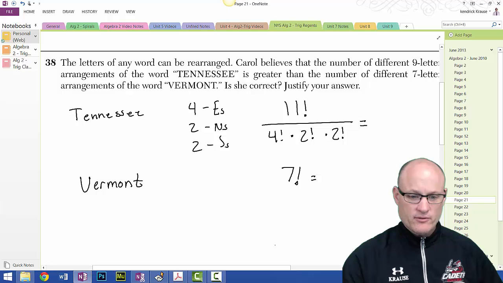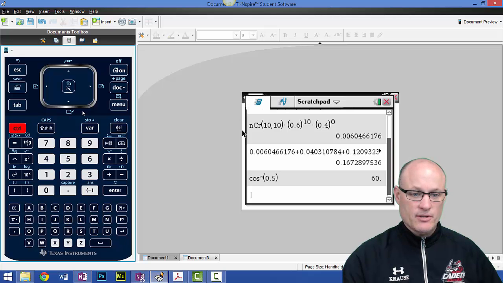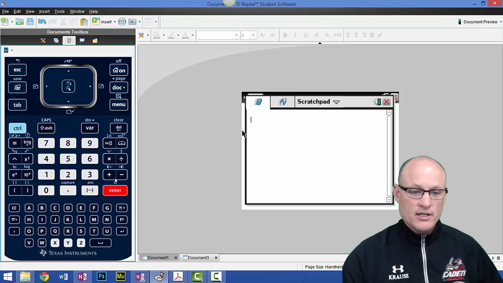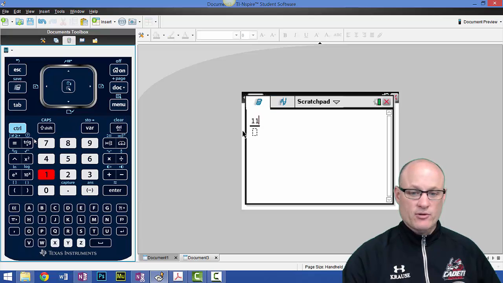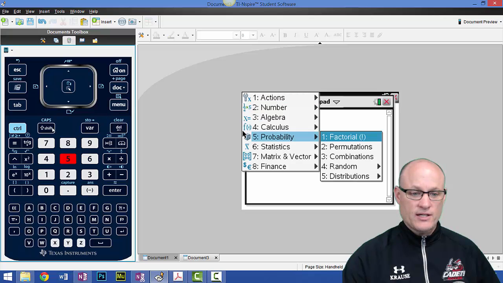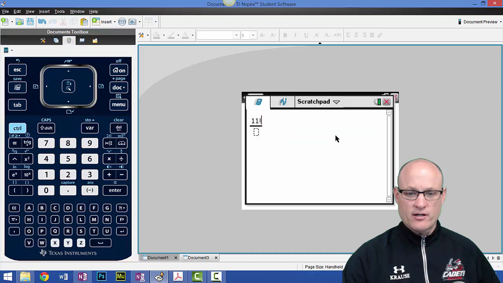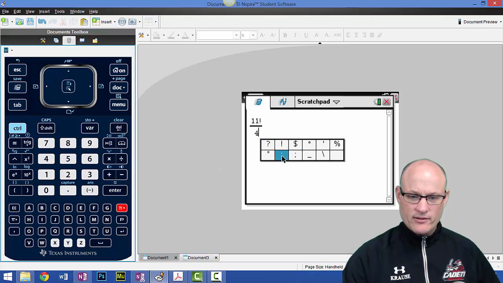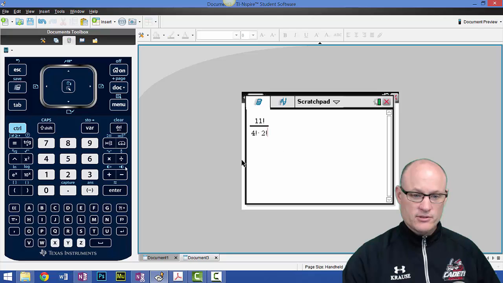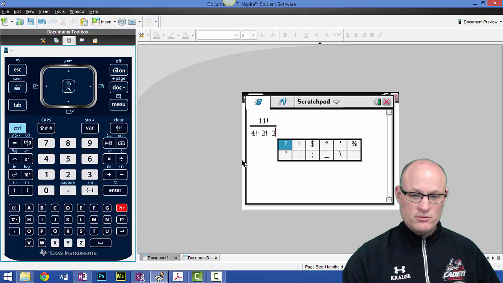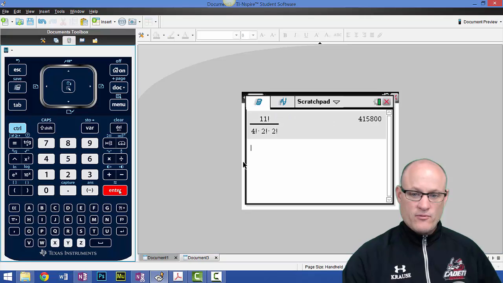We'll go to our calculator over here, and I'm going to get rid of all my past stuff. And I'm going to do, okay, I forgot, escape. 11 factorial. I got to put in 11, menu, 5. Oh, you know what? I could do 5 probability factorial. It's there. But I think there's an easier way. I want to do 4 factorial, so I'll do 4, and I think this button right here has factorial. Ah, there it is. 4 factorial times 2 factorial times 2 factorial.